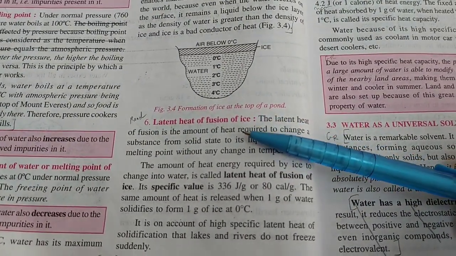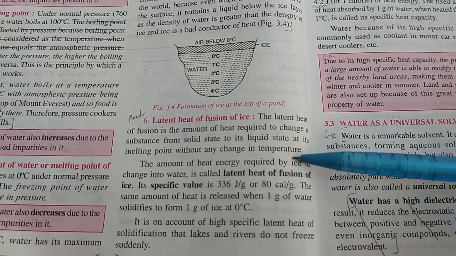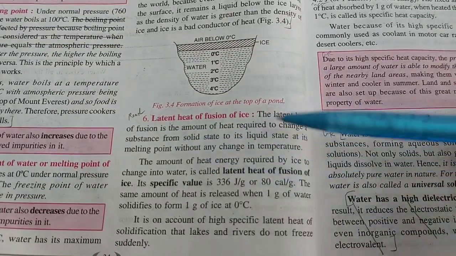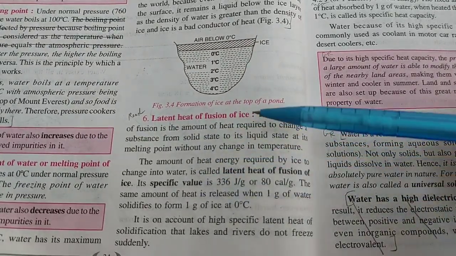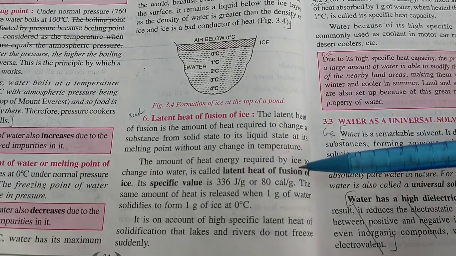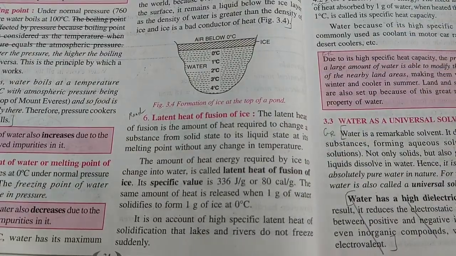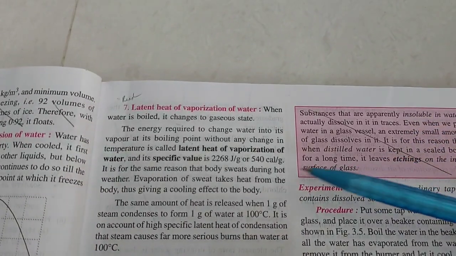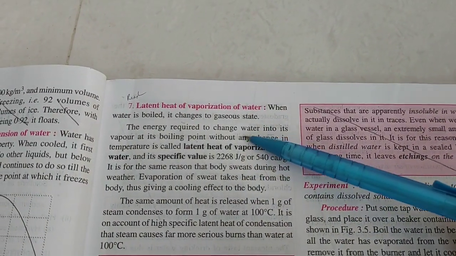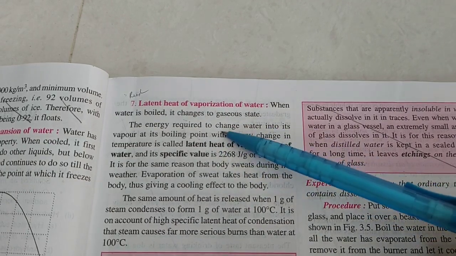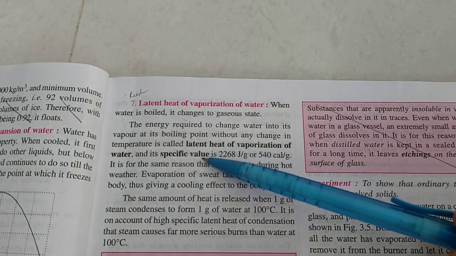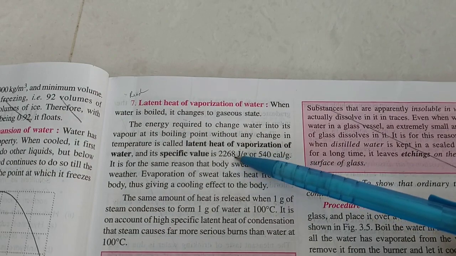Latent heat of fusion means the amount of heat required by the ice to change into water, and the specific value is 336 joule per gram. Note that whenever there is a change in state, there is no change in temperature. Latent heat of vaporization means the amount of heat energy required to convert water into vapor at the boiling point, of course, and the specific value is 2268 joule per gram.